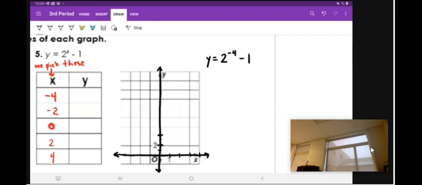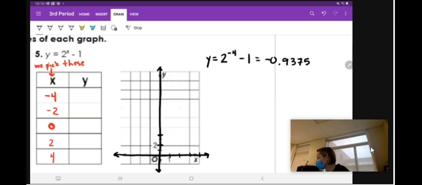So type in to your calculator 2, and then the power button, which looks like a little carrot facing up. And then inside your exponent, we have -4. So we're typing in 2 to the -4. Enter. That should give you a decimal number, right? Like 0.0625. Well, we also have -1 at the end of this problem. So now type in -1, and you should get -0.9375. Woo!